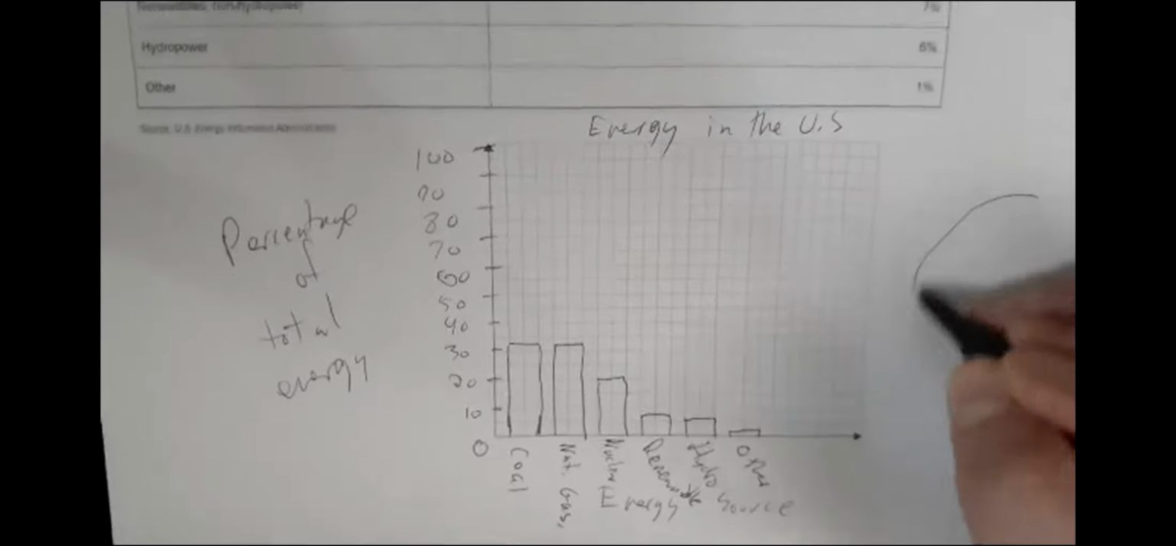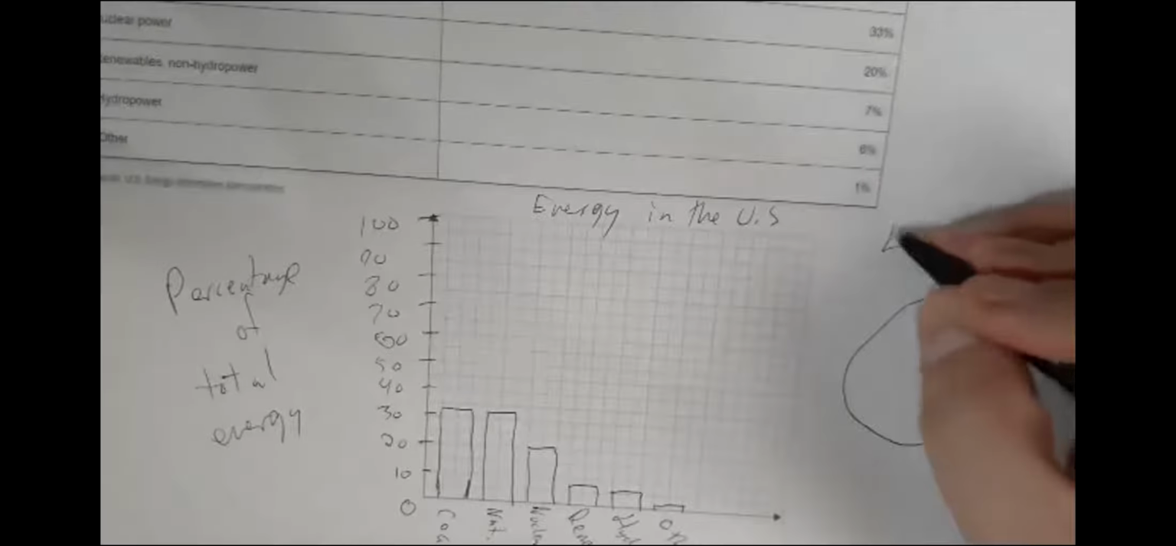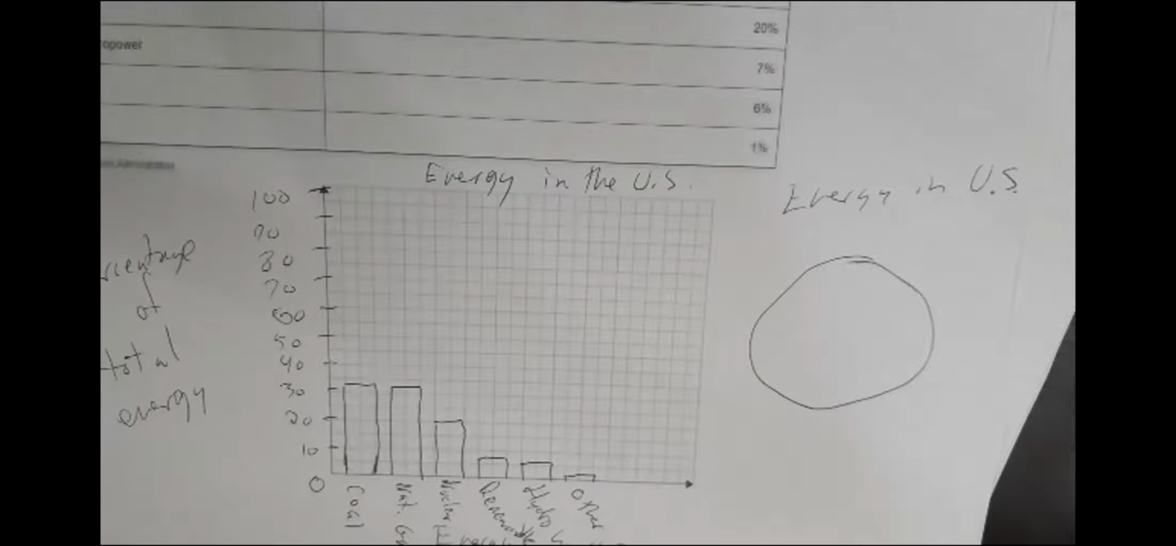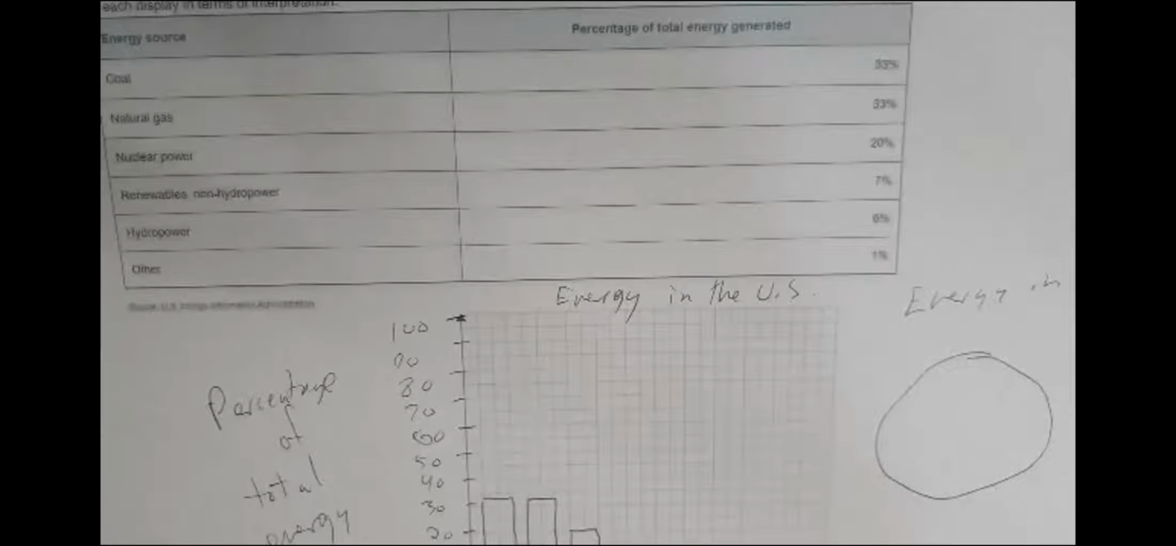Okay. So now we need to make a pie chart. Same thing, we want a title. So you want to put an overall title on this thing: energy in the US. And I have a horribly drawn circle, but there it is. If I want to do coal, it's 33%. What's an easy way to do 33%? Do y'all know these ones? What fraction is 33%? A third. Yeah, about a third.